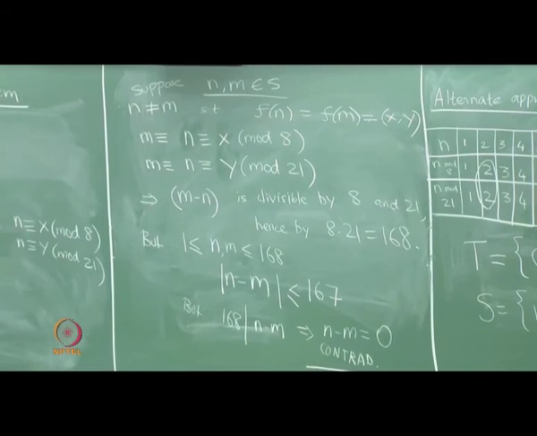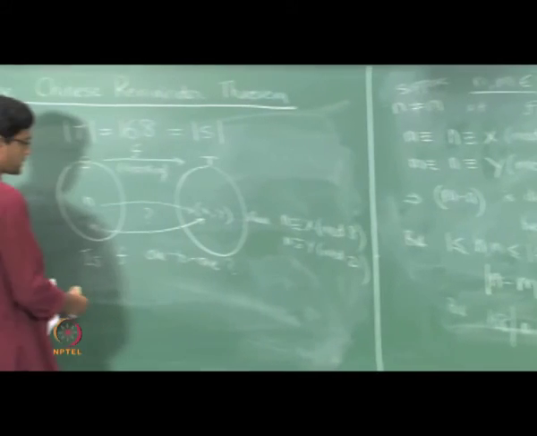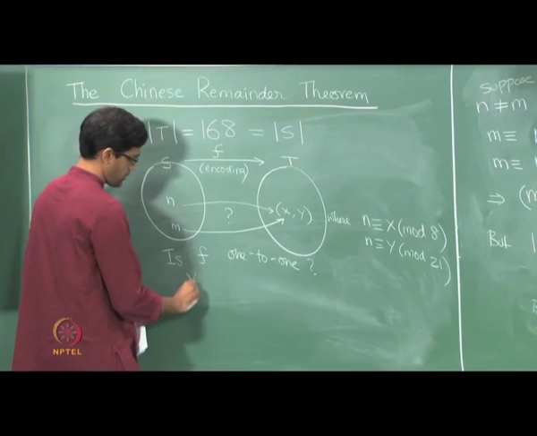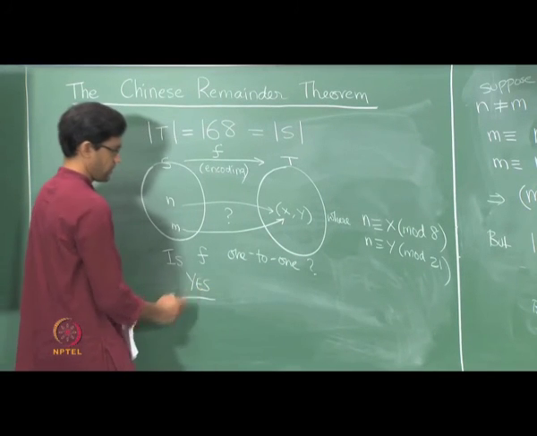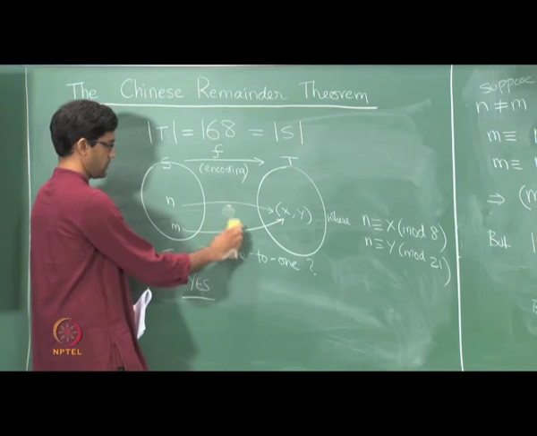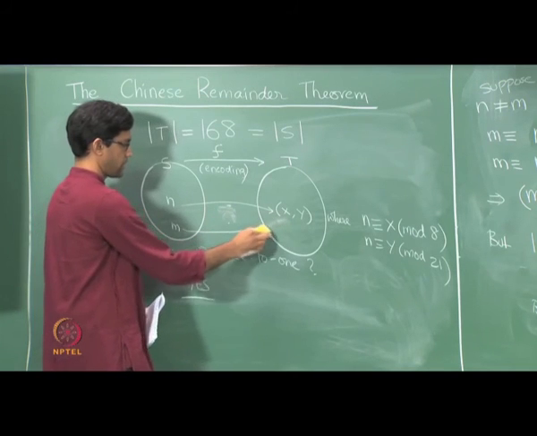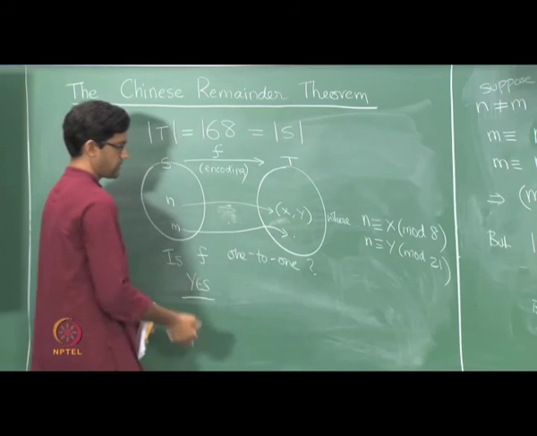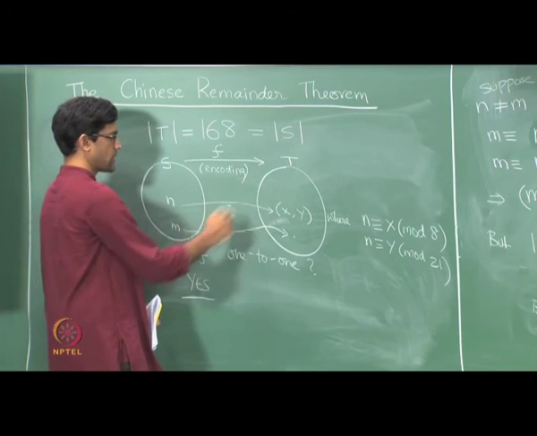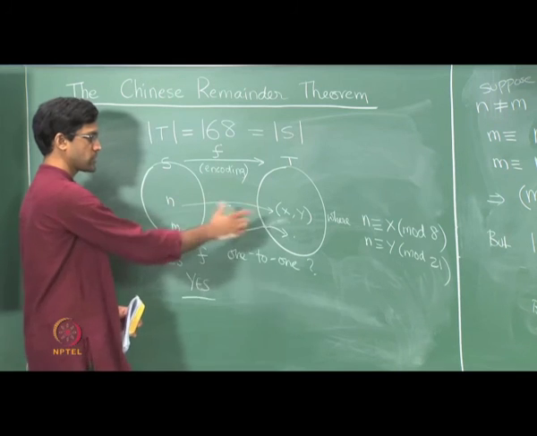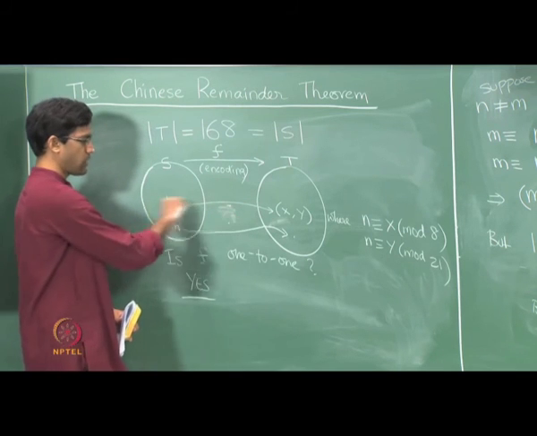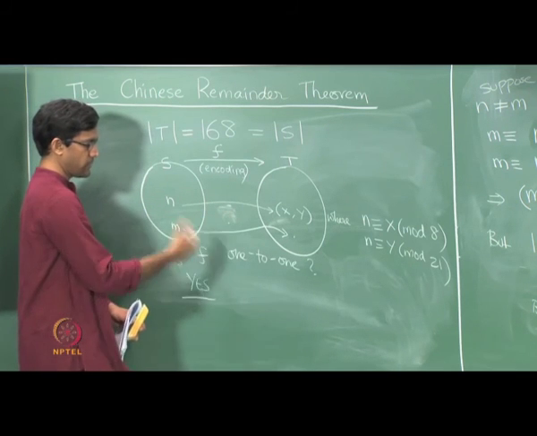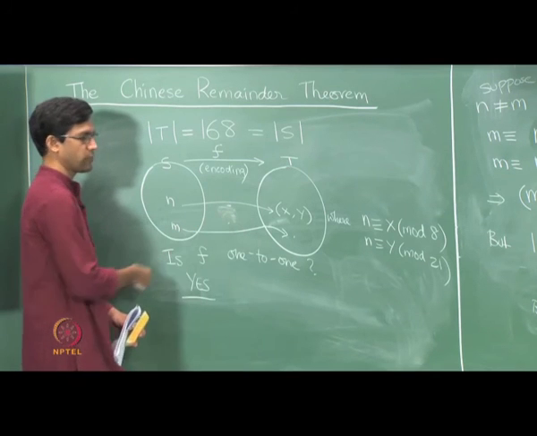And what does it imply? Let's come back to this function here. So we've just concluded that yes, f is one-to-one. So this can't happen. So this fellow had better go to a different point. But now recall that both these sets have the same number of elements. Both have 168 elements. f being a one-to-one function automatically implies that f is an onto function.